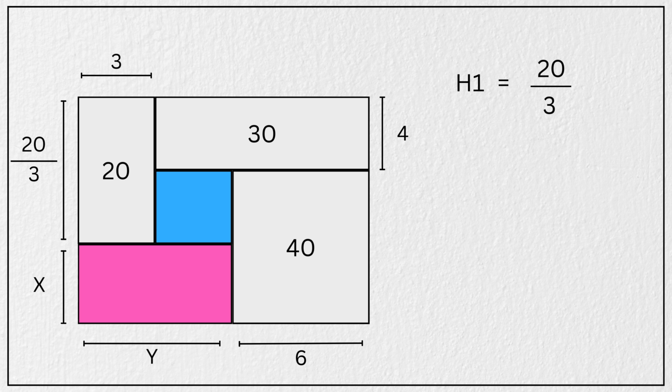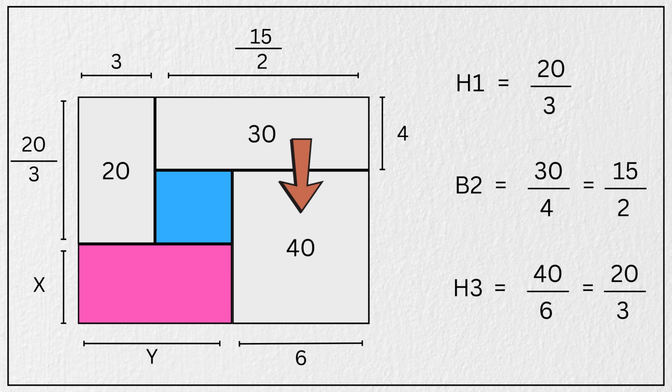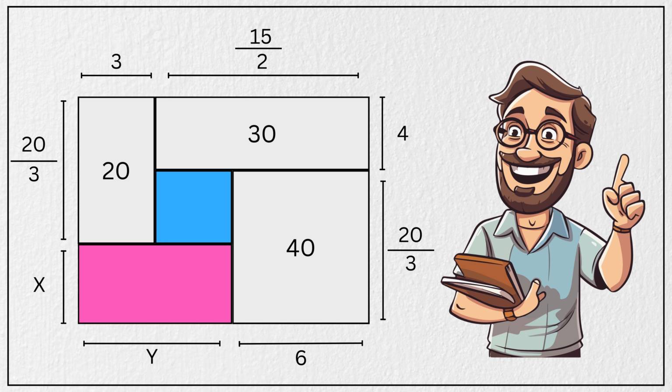Similarly, we are told that the area of this rectangle is 30 square units and its height is 4 units. That means the base of this rectangle will be equal to 30 over 4 or 15 over 2. So this base here is 15 over 2. Again, we are given that the area of this rectangle is 40 square units and its base is 6 units. That means the height of this rectangle will be equal to 40 over 6 or 20 over 3. So this height here is 20 over 3, correct? Now we have all the required side lengths of the rectangles to find the length of x and y.